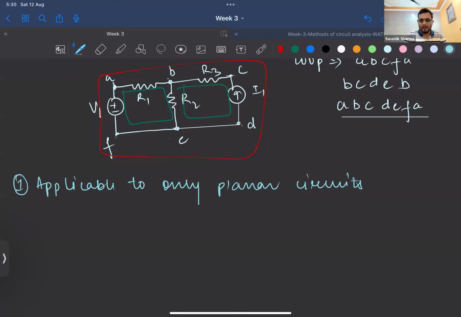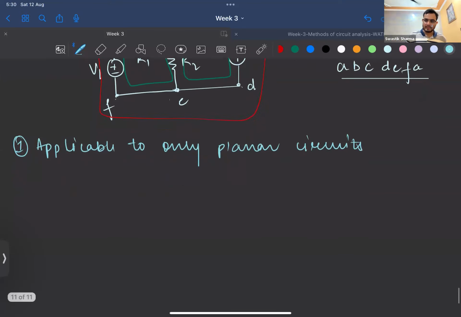Now, if there is a non-planar circuit which you can convert to a planar one, very good. You can apply mesh analysis there. But if it can't be converted to a planar circuit, you can't apply mesh analysis there. So it's only applicable to planar circuits.